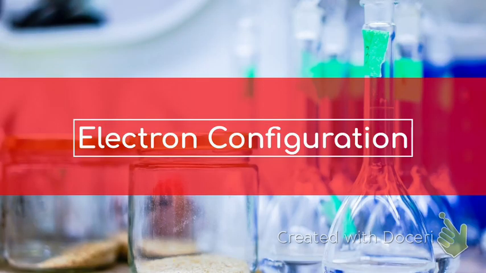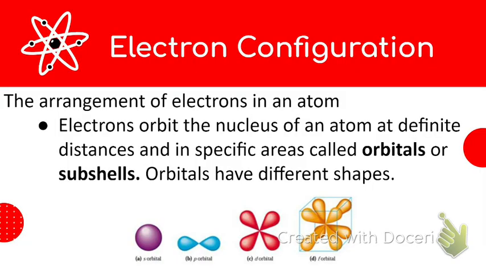All right, so our next large topic that we're going to really get into is something that we call electron configuration. Electron configuration is the arrangement of electrons in an atom. What we really want from this is that because there are so many different elements, we want to make sure that we keep track of all of their electrons.